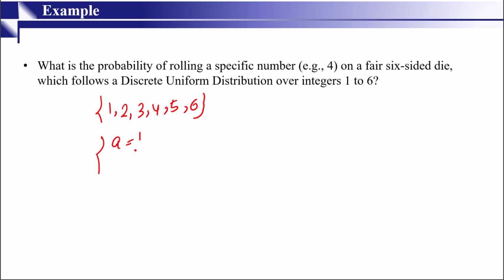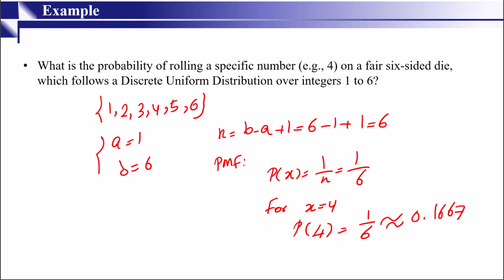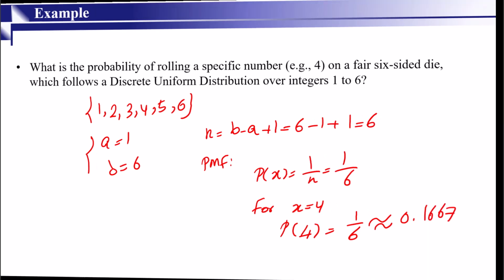In here, a is equal to 1, b is equal to 6, right? Then n is equal to b - a + 1 is equal to 6 - 1 + 1 is equal to 6. And the probability mass function, PMF, for P(x) is equal to 1 divided by n is equal to 1 by 6. And for x is equal to 4, then probability of 4 is equal to 1 by 6, which is approximately 0.1667.